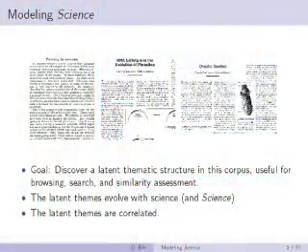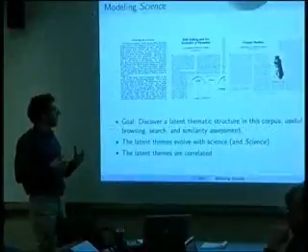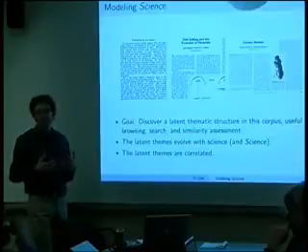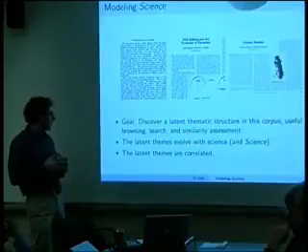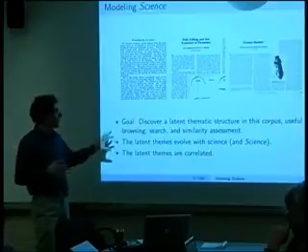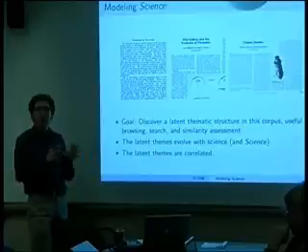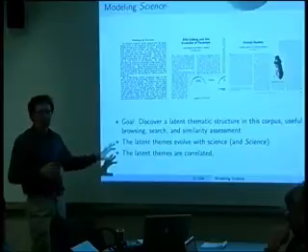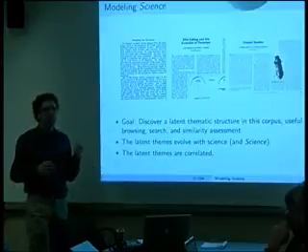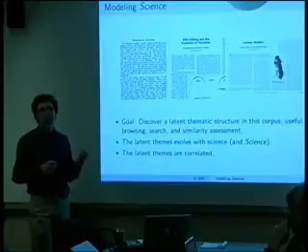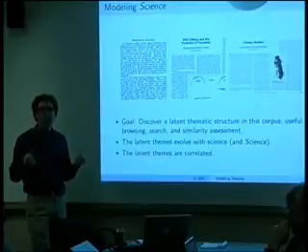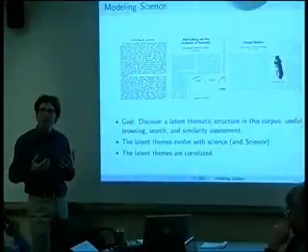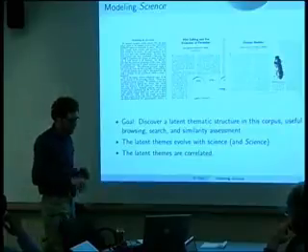Our goal in this work is to automatically discover a latent thematic structure in this collection that's useful for doing things like browsing and searching and assessing the similarity between documents. There are two challenges. One is that these latent themes evolve with science, so we can't treat the data as exchangeable the way one normally does in a topic model. And two, the latent themes are correlated. So the occurrence of a topic like geology might indicate the likely occurrence of another topic about, say, meteorology more so than genetics. We want to capture this intertopic correlation as well as topic drift through time.